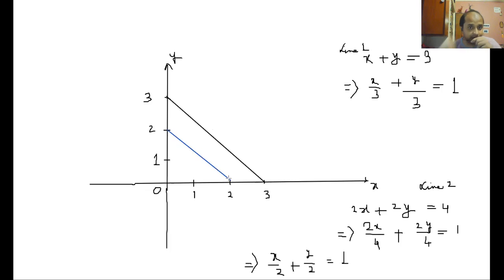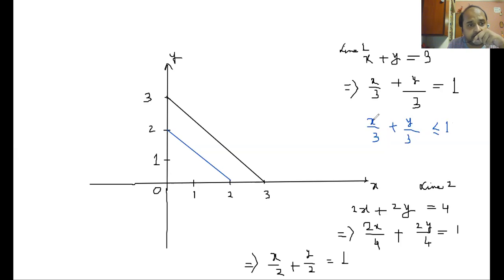Now, after drawing the straight lines, we are not interested in the straight lines. We are interested in the region. So we shall now consider the actual equation, what we have got. The actual equation is x by 3 plus y by 3 less than or equal to 1. This was the actual inequation which I have got.